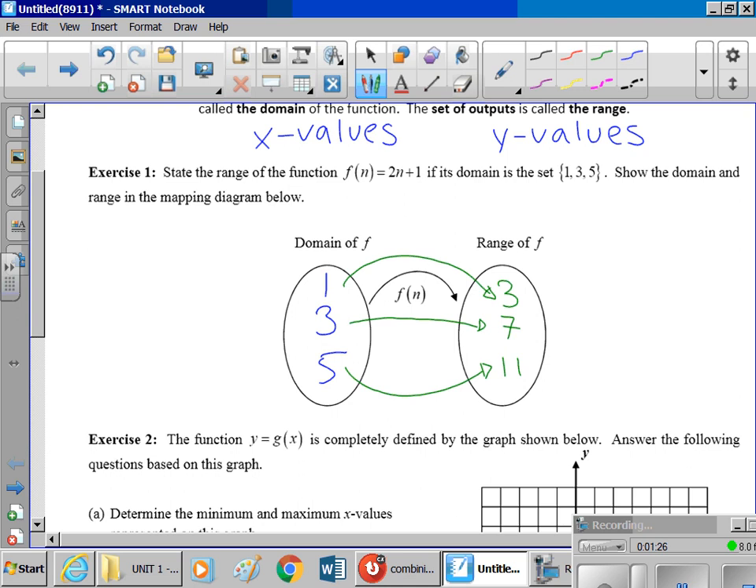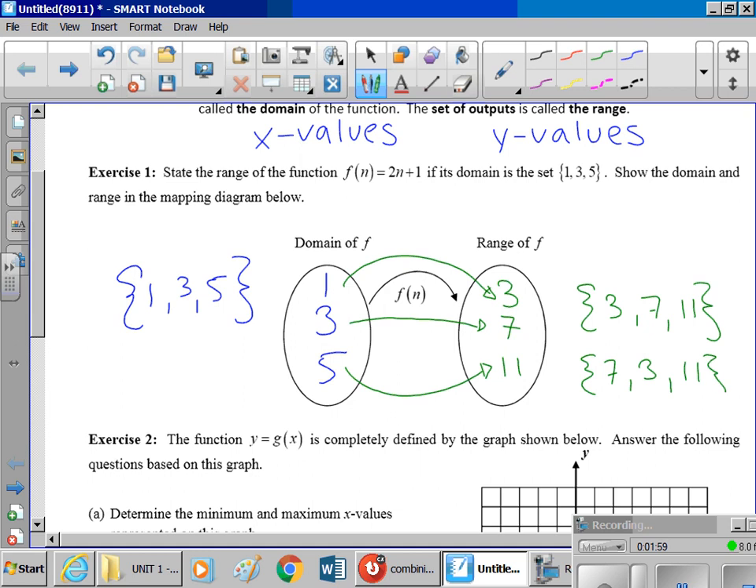Show the domain and the range in the mapping diagram. So why don't we do set notation? We'll say the domain is 1, 3, and 5, and the range is going to be 3, 7, and 11. Now, when you're in set notation, remember that order doesn't necessarily matter. We're math people, so we tend to do things in order, but it's okay to do 7, 3, 11 as well.